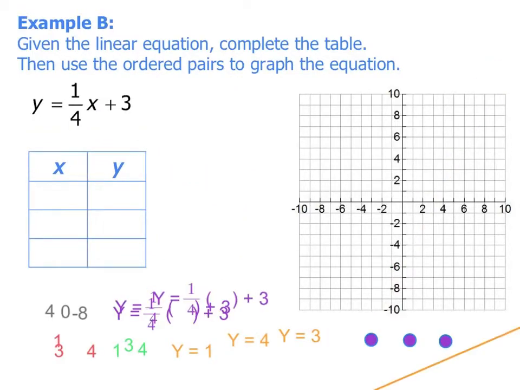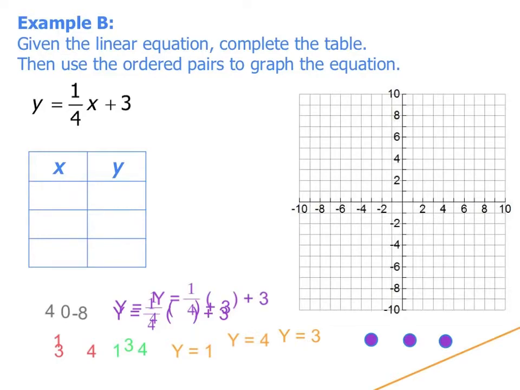Example B says, given the linear equation, complete the table, then use the ordered pairs to graph the equation. So this time they've given me y equals 1/4 x plus 3. So again, I get to pick my x's. There's no x's, there's no y's here. I get to pick whatever I want. But I know every time I plug in one of my x's this time, or substitute it in, I'm going to be multiplying it by 1/4.